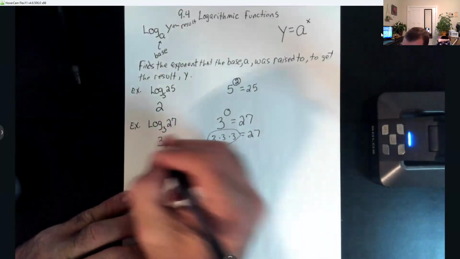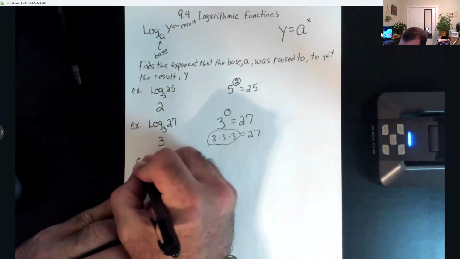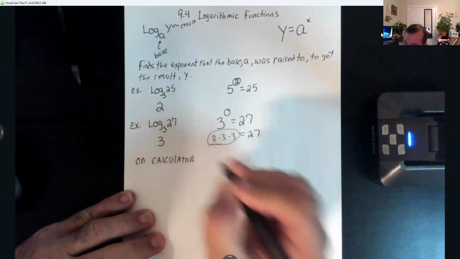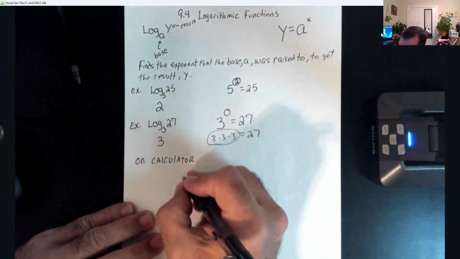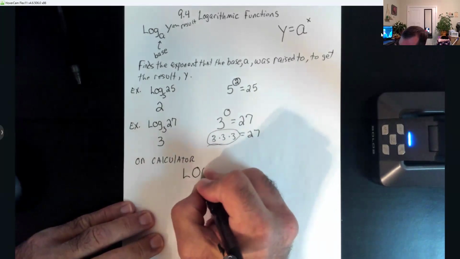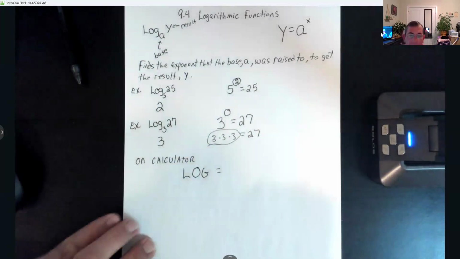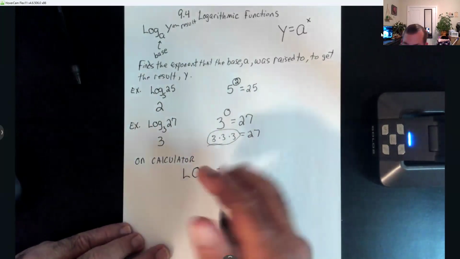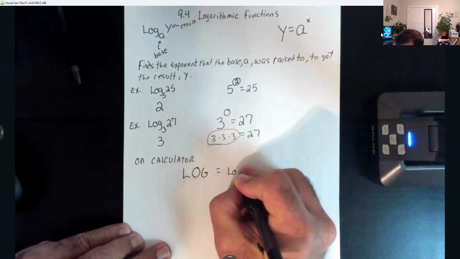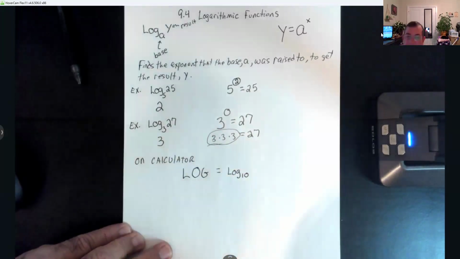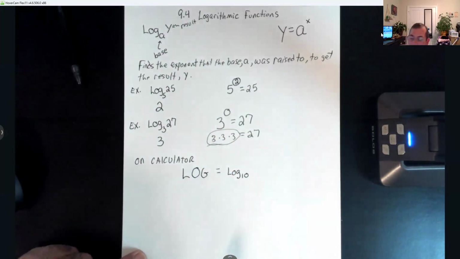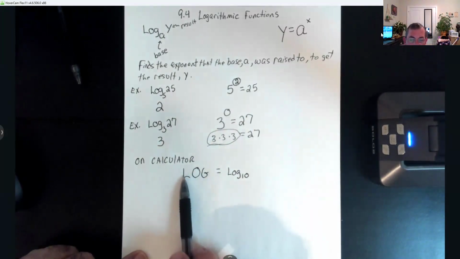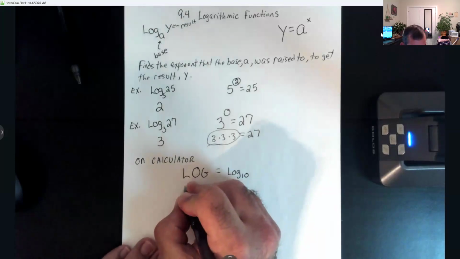All right. On the calculator, on the front of the calculator, you got a log button, and it's sitting right next to the 7. This log button stands for a log base 10. Okay? So if you got a log that's base 10, you can use the log on front of the calculator.